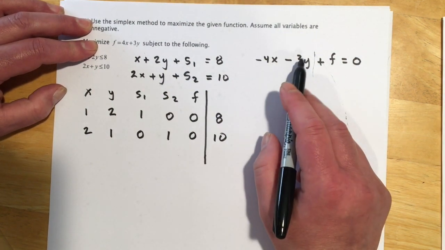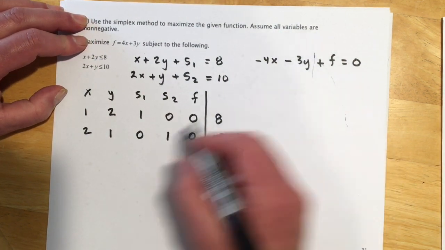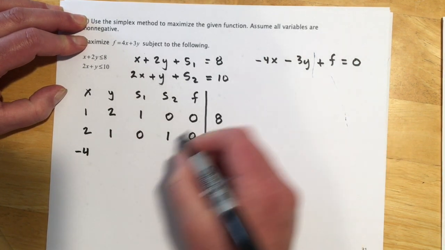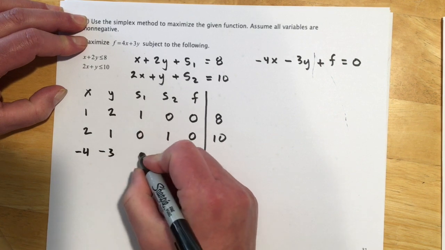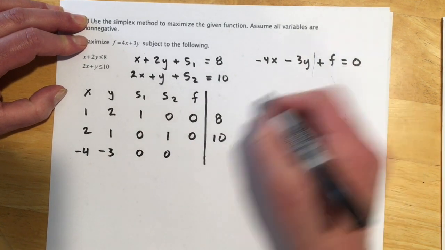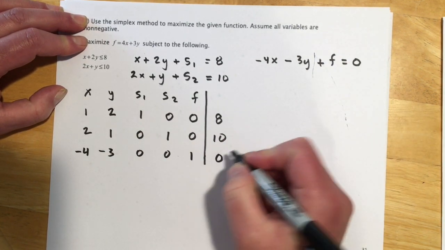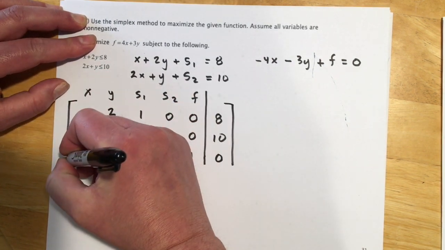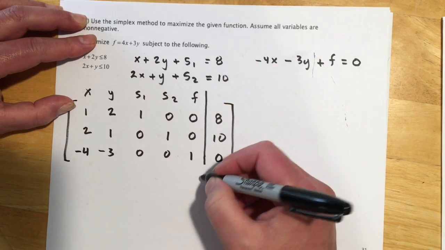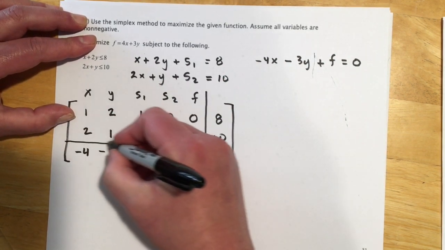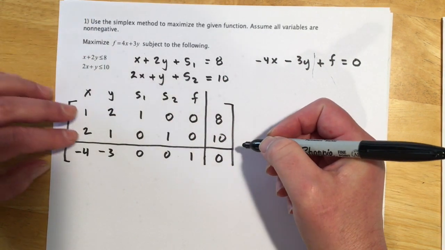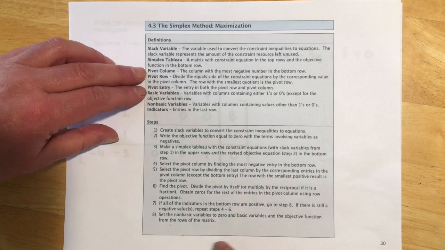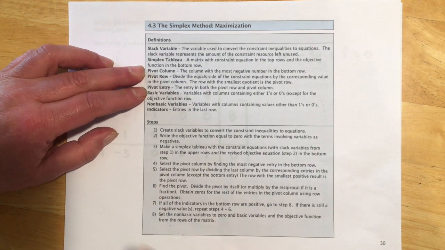And then the revised objective function will be negative 4 on x, negative 3y, no slack variables, but a 1 on the f, and that equals 0. So this is my Simplex Tableau, and we usually have a line here for the equals, and then we have a line here separating the constraints from the objective.